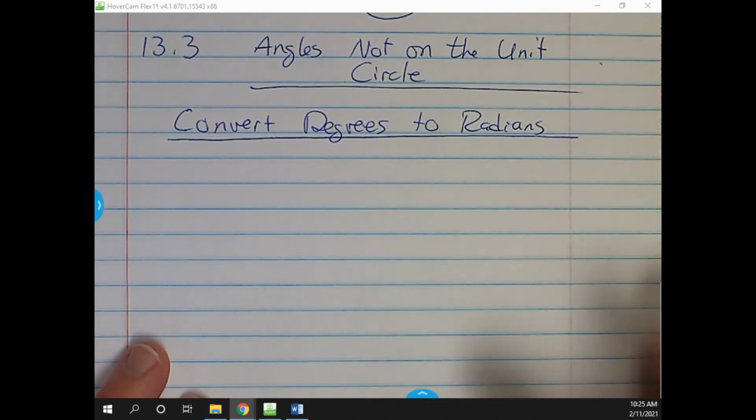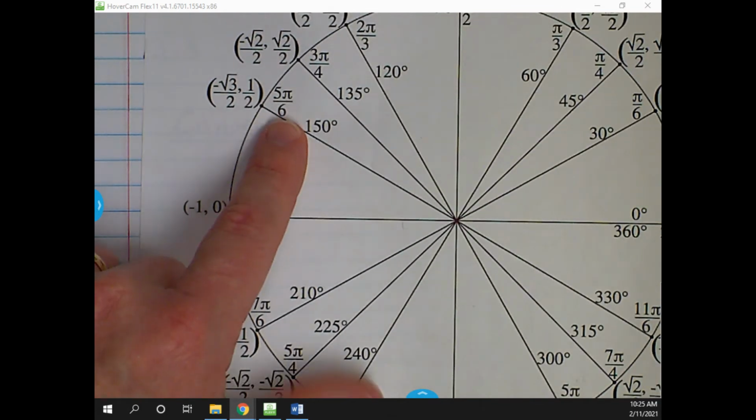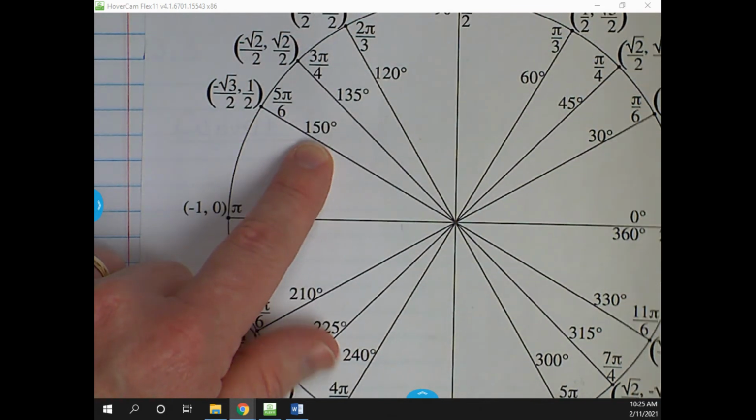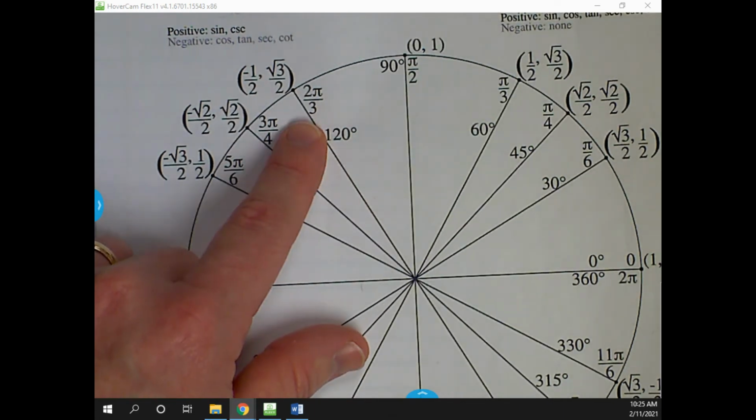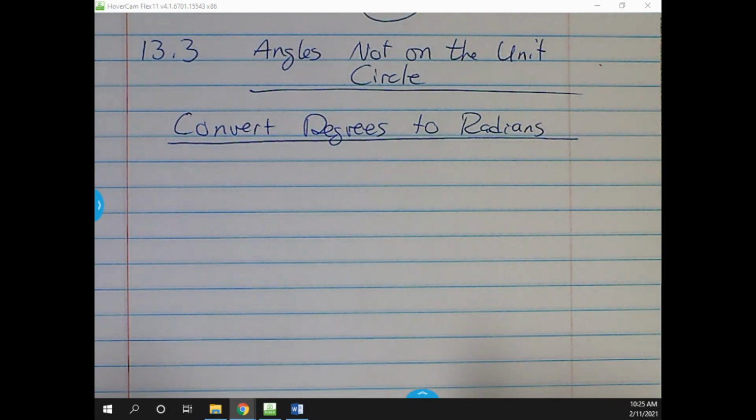And I always tell people, this is what you want to do if it's not on the unit circle, because if it's on the unit circle, obviously you just go back and look at it and go, oh, 5 pi over 6, that's 150. Or if it's 120, that's the same thing as 2 pi over 3. But 13.3 really keys on, all right, what happens when you have an angle that's not on the unit circle? What do we do then?